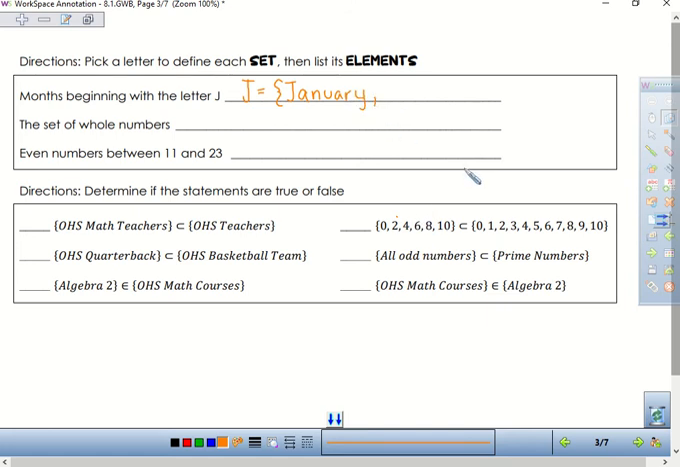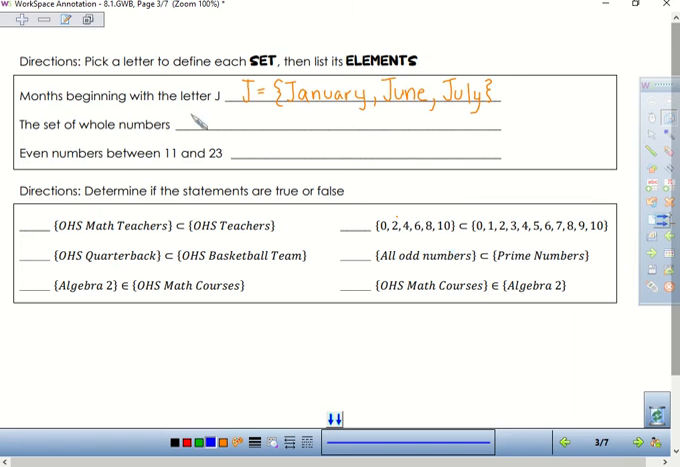And what would be another element of that set? June. And are there any other elements of that set? July. So those would be the elements of the set, and those would be the total number of elements. And this is what we call a finite set. Why is this set finite and not infinite? It doesn't go on forever, right?